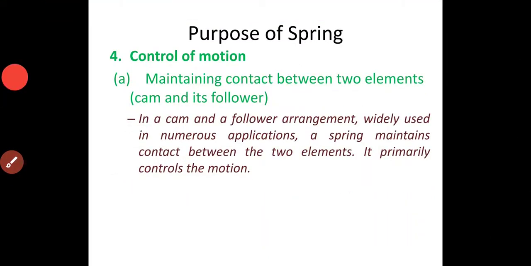Purpose of spring again: control the motion, maintain contact between two elements, the cam and follower. In the cam and follower arrangement, widely used in numerous applications, a spring maintains contact between two elements. It primarily controls the motion.